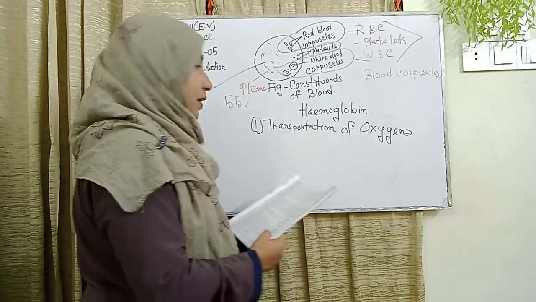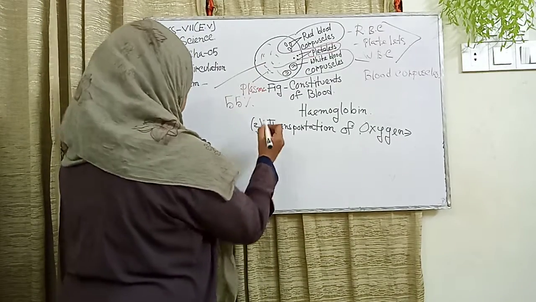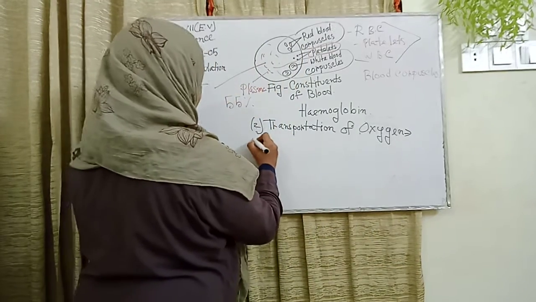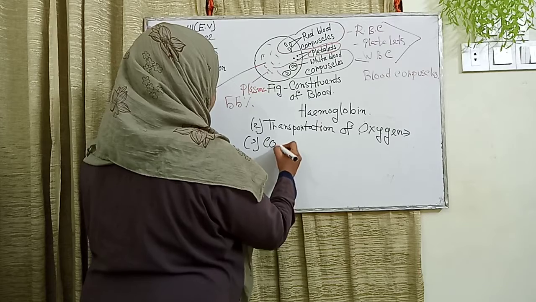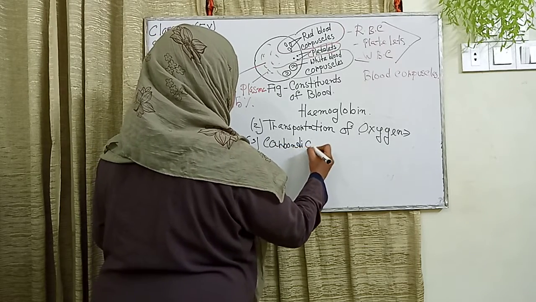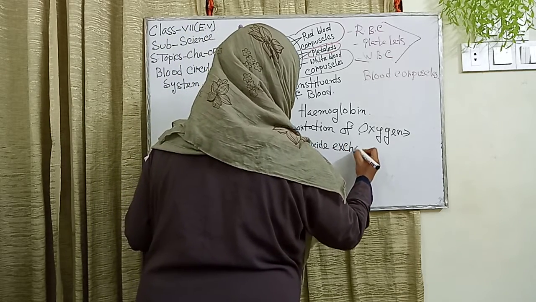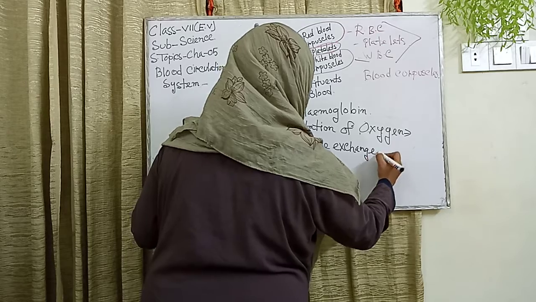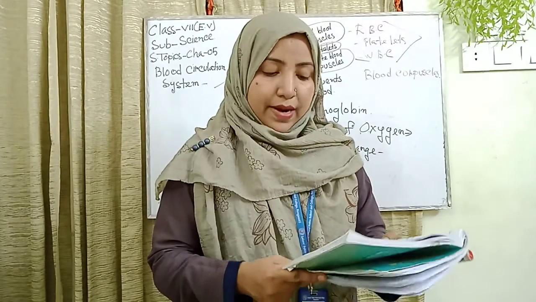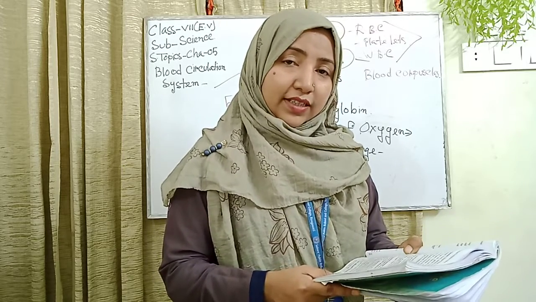Third structure is carbon dioxide exchange. How can they exchange carbon dioxide? Please everyone see the book. Blood plasma carries carbon dioxide from cells of different organs to the lungs.